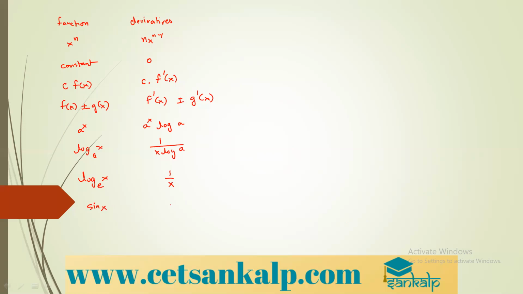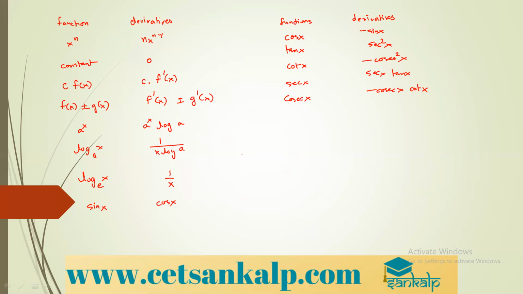Derivative of sin x is cos x. Same way, I will be writing some more functions and derivatives here. Derivative of cos x is minus sin x. Derivative of tan x is secant square x. Derivative of cot x is minus cosecant square x. Derivative of secant x is secant x tan x. Derivative of cosecant x is minus cosecant x cot x.